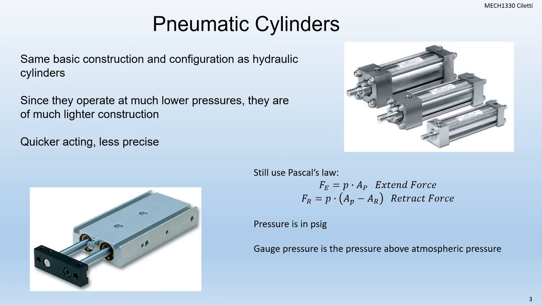We are still using Pascal's law for extending and retracting a cylinder. Our extending force is still pressure times area. So when we're extending, it's just pressure times the area of the piston. When we are retracting, F sub R is the retracting force. It's pressure times the difference in the area. Remember the rod end, the volume's different on that side. We take care of our pressure in gauge pressure, and gauge pressure is the pressure above atmospheric pressure, so remember that.